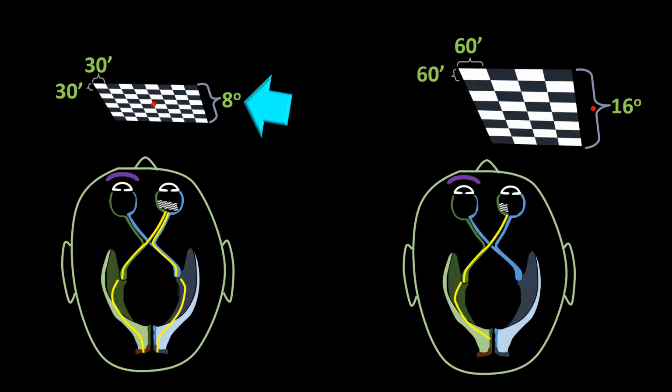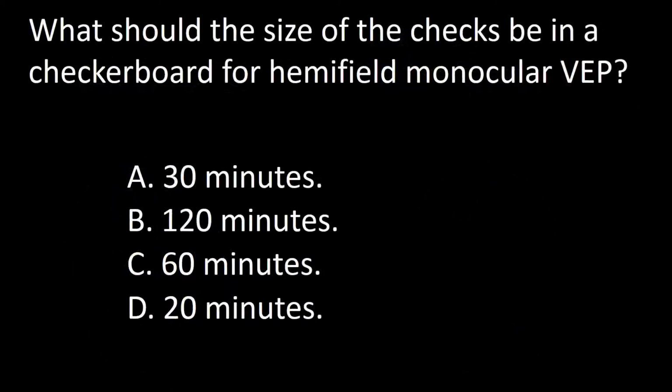For full field evaluation, we should use a board of 8 degrees and checks of 30 minutes. For half field evaluation, the board should be at least 16 degrees and the checks be 50 minutes as recommended by the Academy or 60 minutes as shown in this frame. Yet all this depends on the choice of the investigator. So the answer to this question is C.